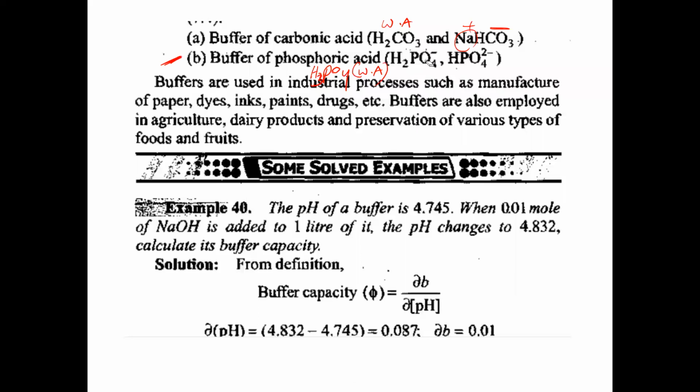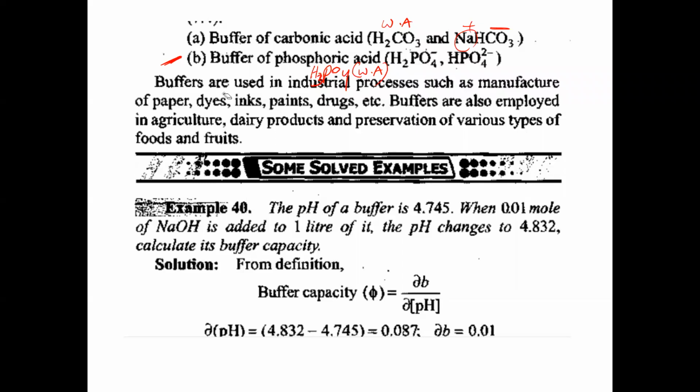NaH2PO4 may be present, or Na2HPO4 may be present, or both salts may be present. Along with what? Weak acid. Along with this phosphoric acid, weak acid, any one salt may be there, or both salts will be there. This is buffer of phosphoric acid, and this is buffer of carbonic acid. These two buffers will be helpful to maintain constant pH value in our blood.